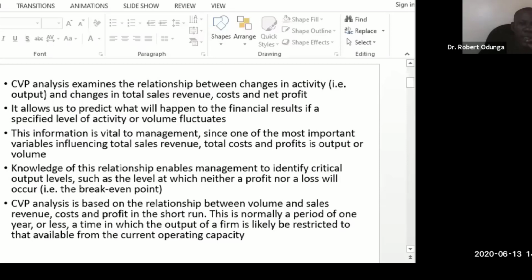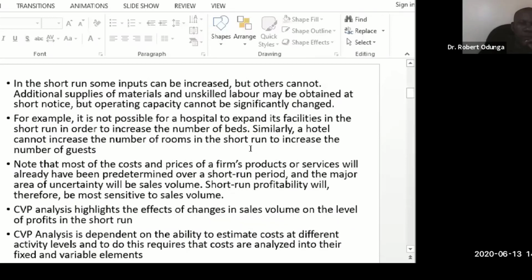All right, so in the short run, some inputs can be increased, but others cannot. Additional supplies of materials and unskilled labor may be obtained at short notice, but operating capacity cannot be significantly changed. All right. Operating capacity is like acquiring additional machines. This cannot be easily obtained. But if it's increasing the labor force, that can easily be availed. And of course, unskilled labor force can be easily availed.